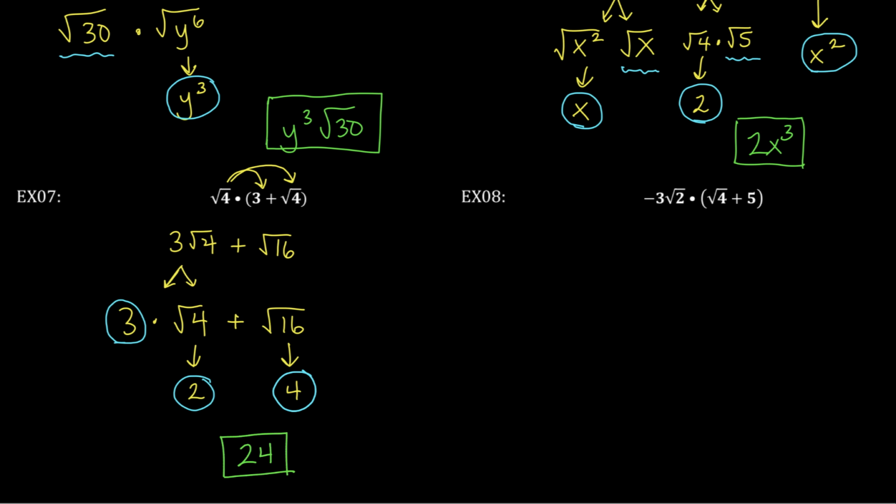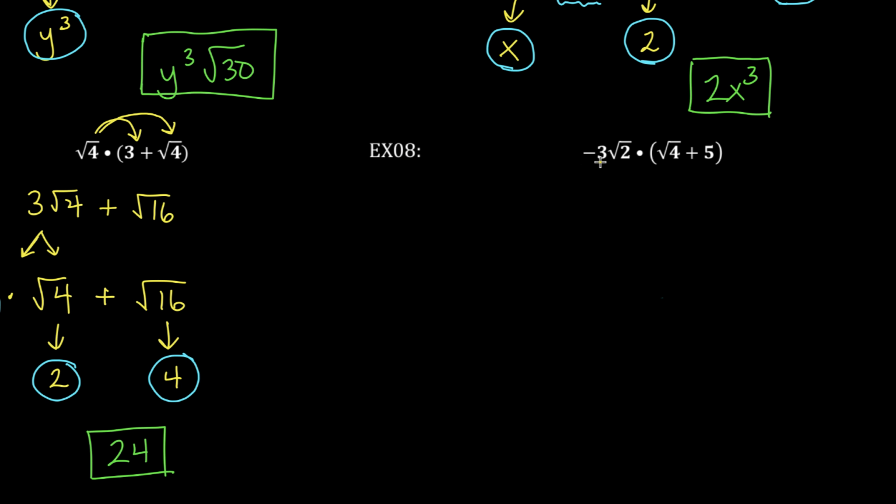Okay, let's see. Let's do it again. All right, so example number 8. Negative 3 times the square root of 2 times square root of 4 plus 5. Now, don't forget, this is like the distributive property. You're going to have to multiply negative 3 times square root of 2 times both of these terms inside of the parentheses. So negative 3 times square root of 4, well, there's no regular number, so to speak, no coefficient, so we just keep that. And then square root of 2 times square root of 4 is a square root of 8.